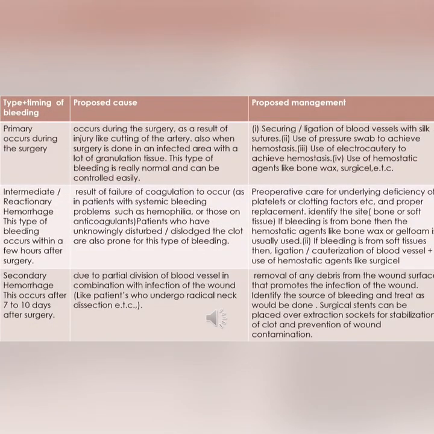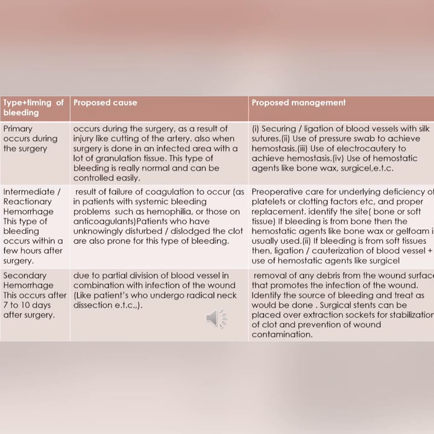So this is a summary of the types of bleeding, their causes, and management. Primary hemorrhage occurs just during the surgery, and it's easily managed by securing ligation and pressure swab to achieve hemostasis, and the use of hemostatic agents like Bonemax and Surgicel.